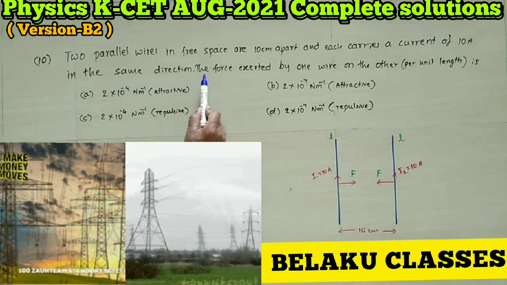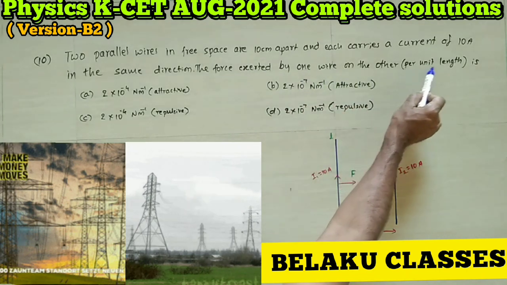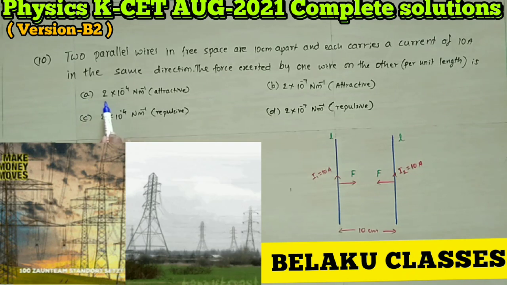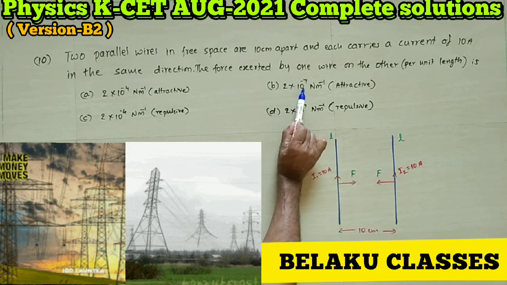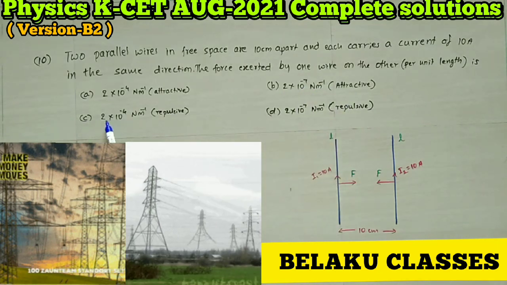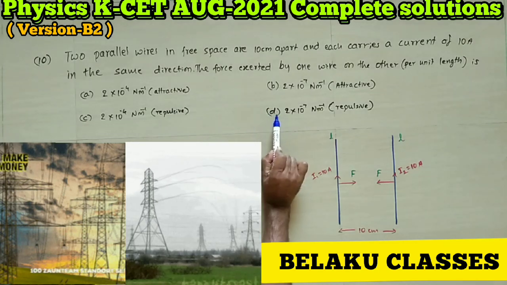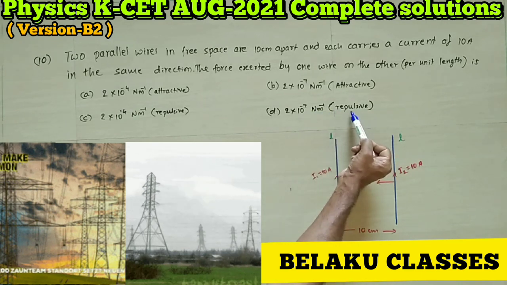same direction. The force exerted by one wire on the other, that is per unit length, is: option A, 2 into 10 to the power of minus 4 Newton per meter, and the force is attractive; option B, 2 into 10 to the power of minus 7 Newton per meter, and the force is attractive; option C, 2 into 10 to the power of minus 4 Newton per meter, the force is repulsive in nature; and option D, 2 into 10 to the power of minus 7 Newton per meter, and the force is repulsive in nature.